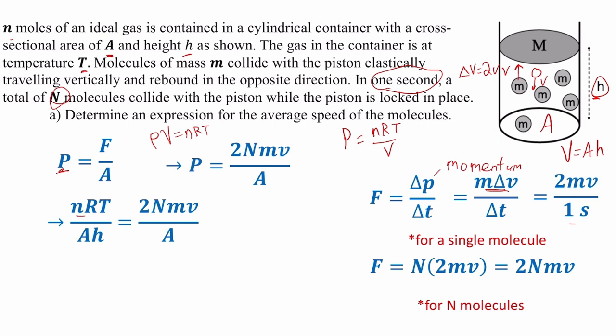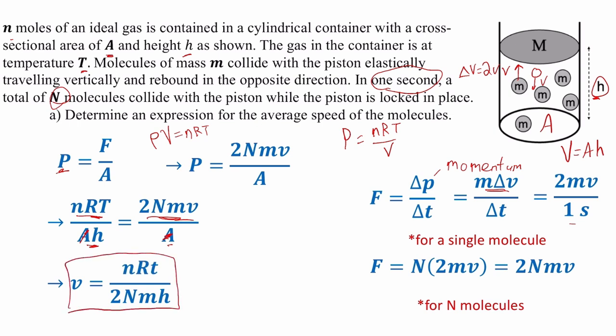So the pressure is nRT over volume, and that equals the force over area. The force was 2nmv over the area. Both sides here have area. So when I solve for velocity, I get nRT over 2nmH.